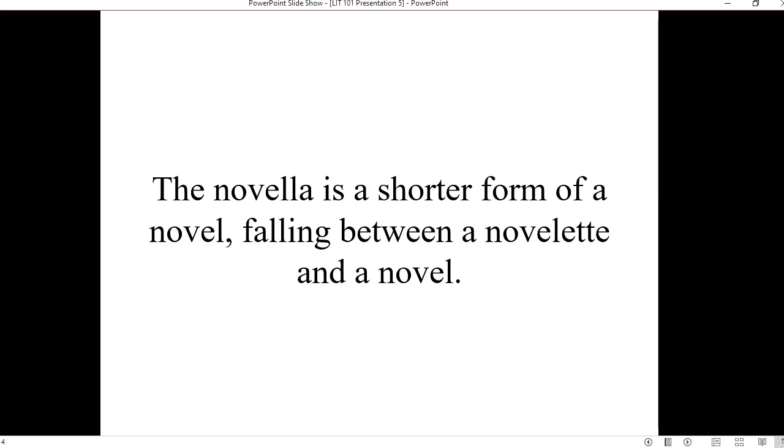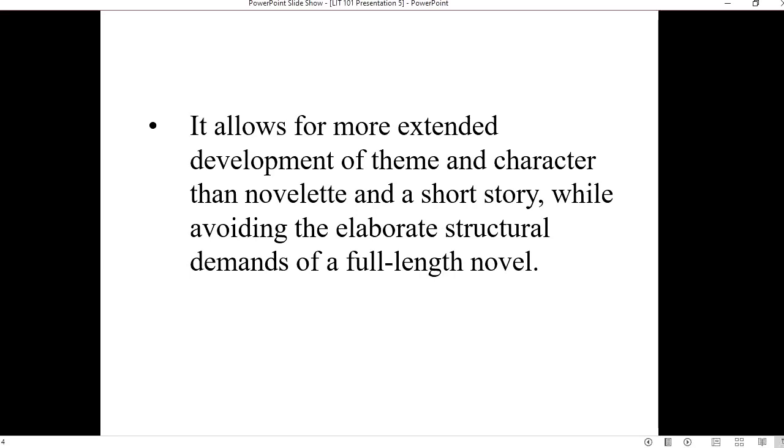It is not as big as a novel that we talked about previously, but is longer in size than a novelette. So, by way of defining it, the novella allows for more extended development of theme and character than a novelette and a short story, while avoiding the elaborate structural demands of a full-length novel. It has all the characteristics of the novel. The only difference is that it's not as elaborate in structure and in full length compared to the novel.